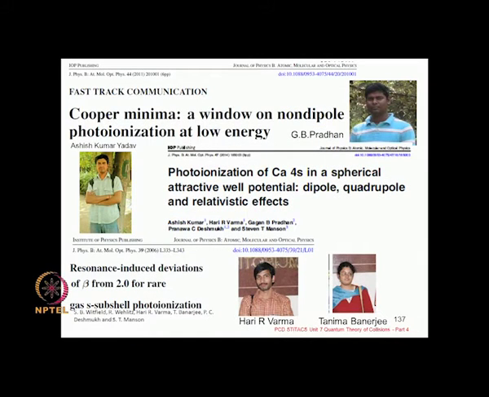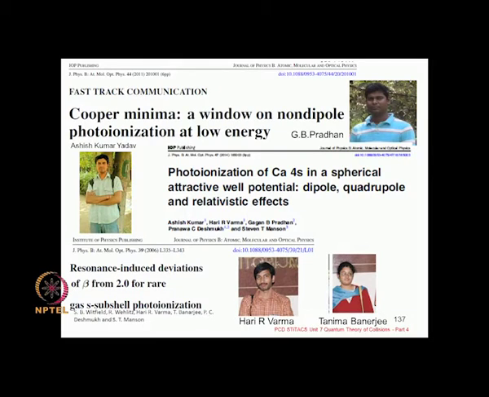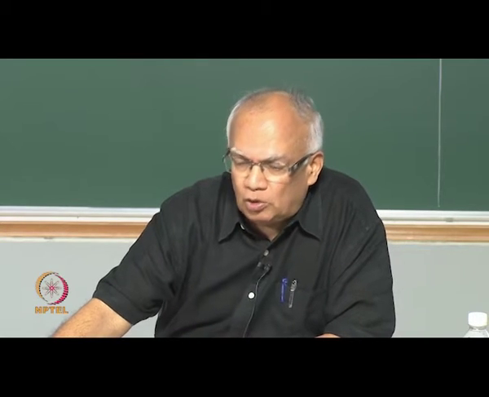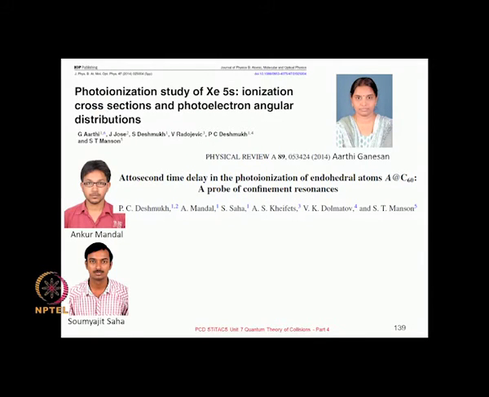Many students over here have contributed to this and have used these techniques in some applications. There is Gagan's work, and this is not mentioned in any particular order, not chronological order or anything like that, in completely arbitrary order. And some very fascinating applications in atomic physics have been studied using the techniques that we have built in these 2 courses in atomic physics. So, Gagan, Ashish, Hari, Tanima, Sindhu, Jobin, Sunil, lots of students have contributed to this work, and yes, Aarti, Ankur, Samajit, who are here.